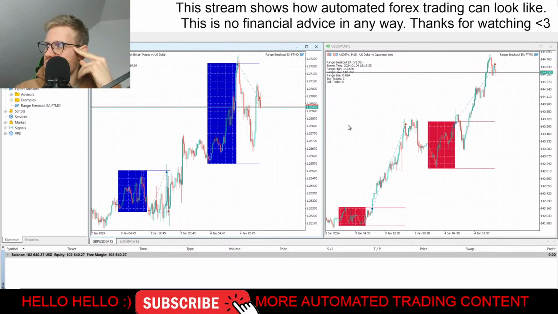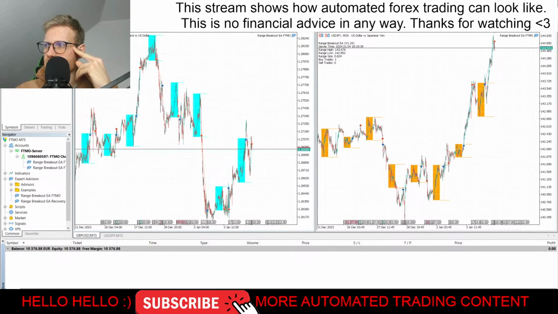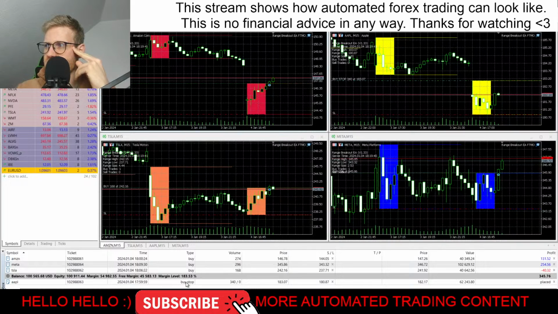Good exits here, by the way. Both of these trades would have been worse right now. So let's get back to stock trading here. I'm a stock trader now, at least in the evening.